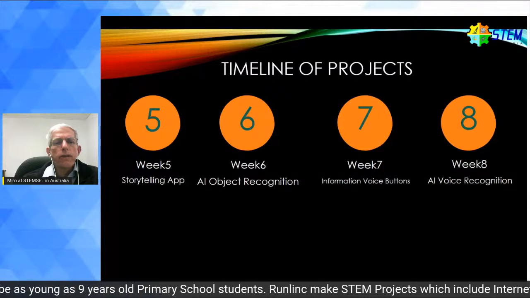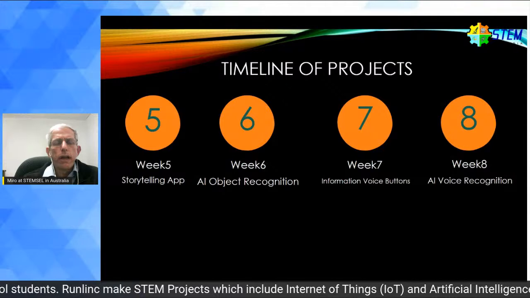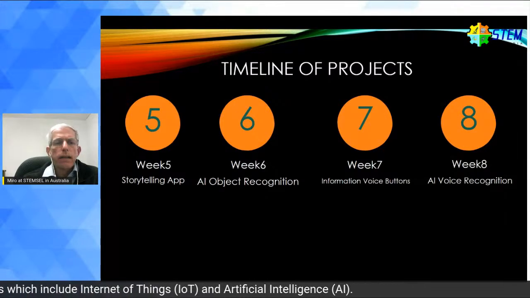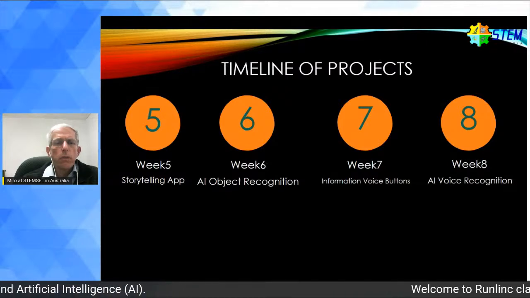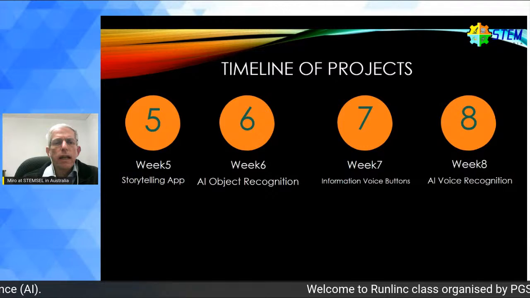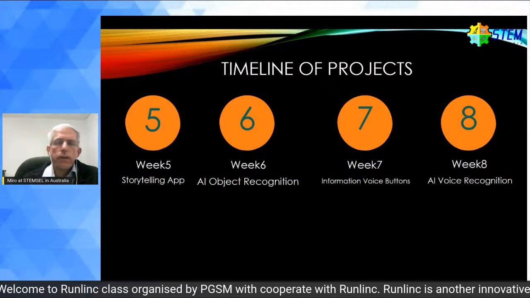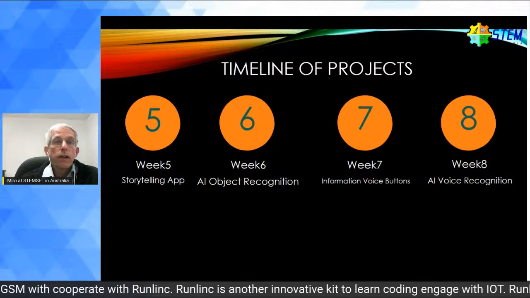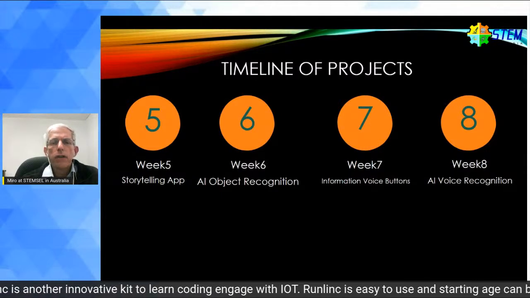Then week 6, we're doing AI object recognition. This means that not only do we have a camera, but the artificial intelligence can then check what the object is. Runlink can use the AI to check whether it is an orange or a banana or a mouse, or many other things such as a fire, so you can create a fire alarm, or detect a thief, etc.